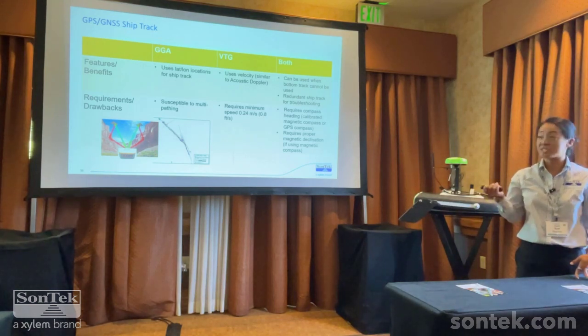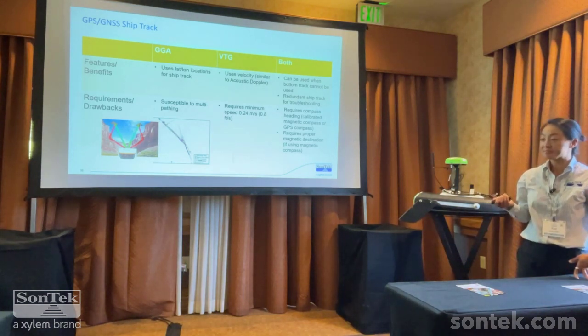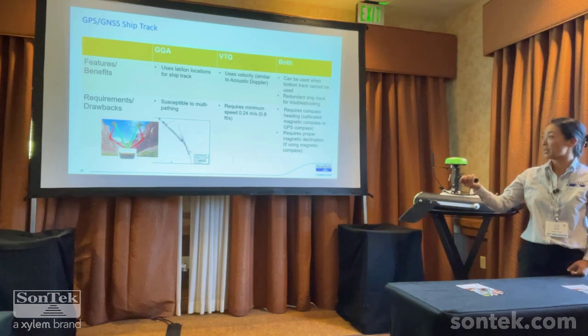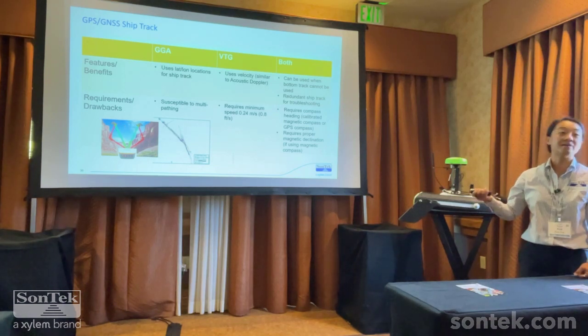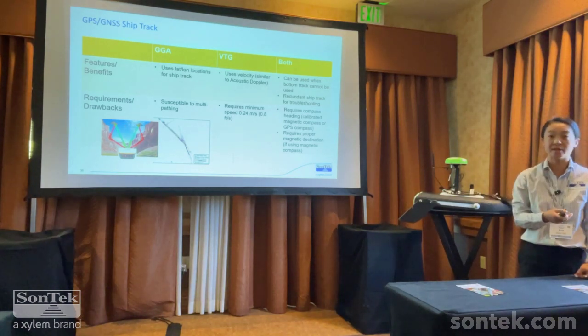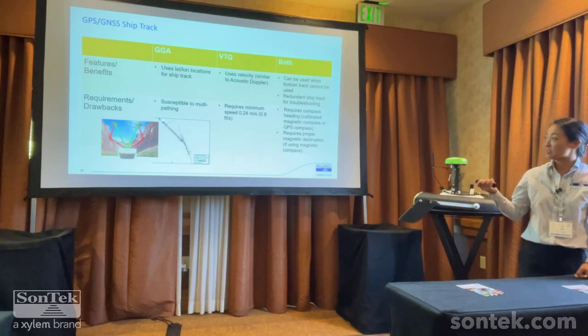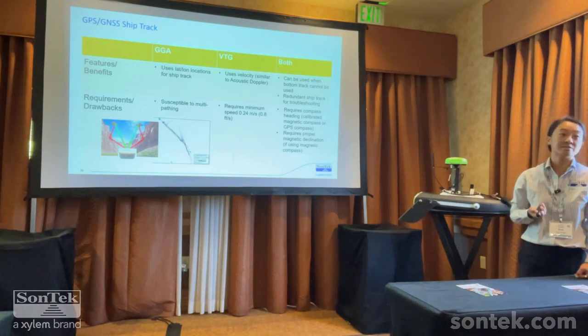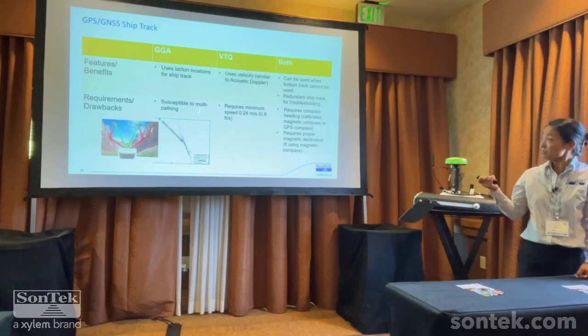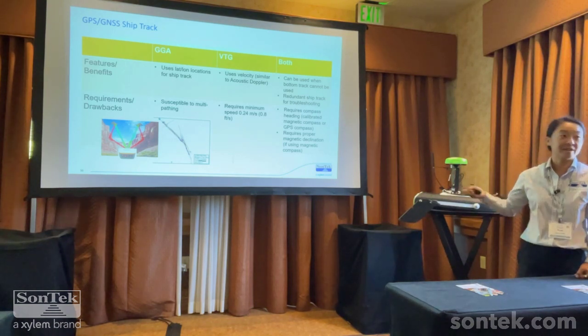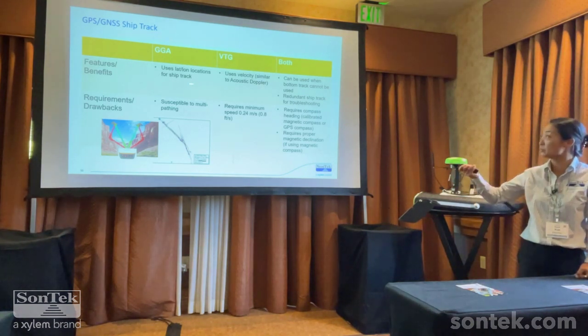One of the major drawbacks for GGA is that it is susceptible to multipathing. So what that means is that when you have tree cover or sort of high canyon walls or even tall buildings, that GPS signal might bounce off those obstacles before it comes to your receiver. And so that is going to look like these big purple spikes that you see in this transect. So that's something to watch out for if you are using GGA as your track reference. If you see multipathing happen, you might be able to use your VTG. These two options, again, are default automatic if you use a GPS option. So you don't need to manually pick which one to use.